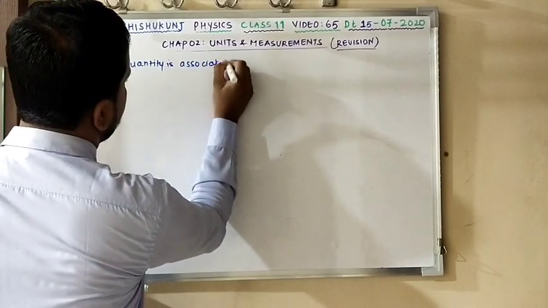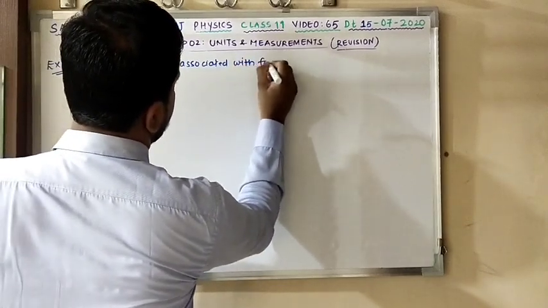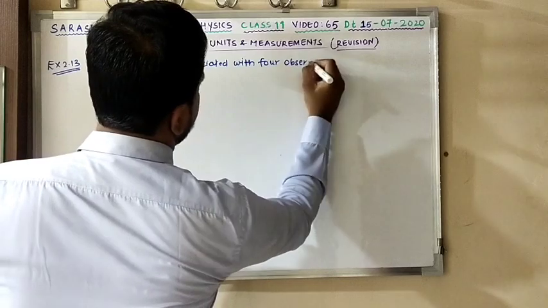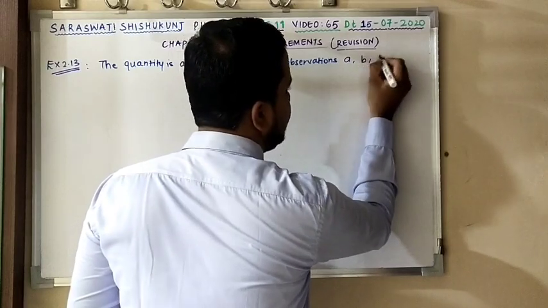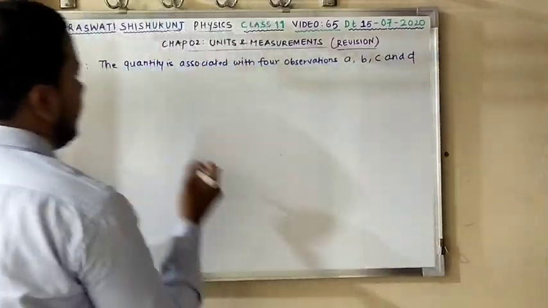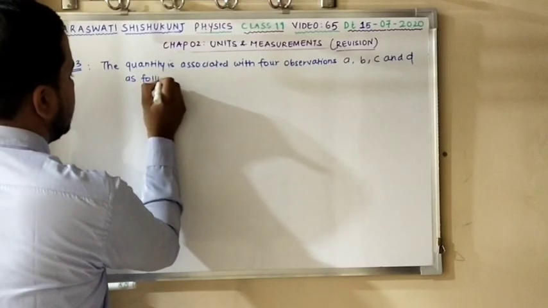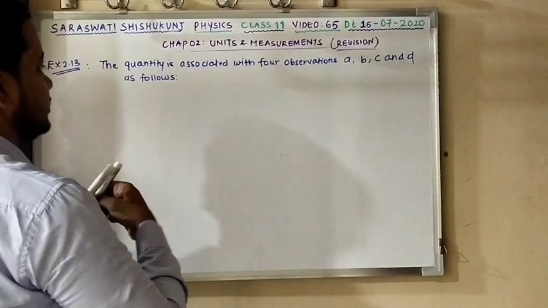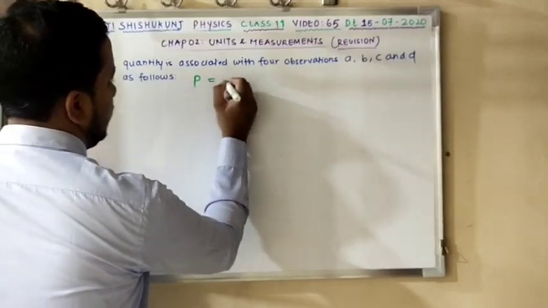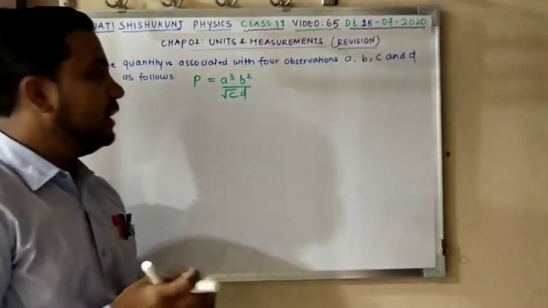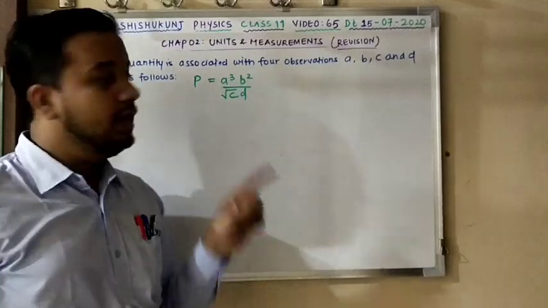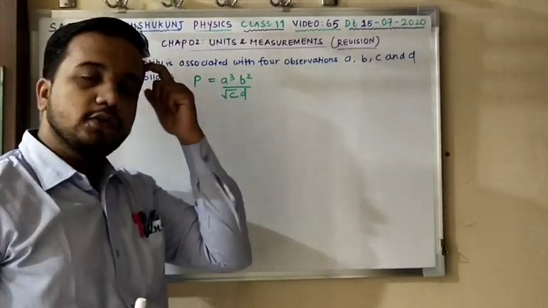The quantity P is associated with 4 observations. Which 4 observations? A, B, C, D, as follows. The relation is, I'll write the relation, P is equal to A cube B square upon root C into D. The quantity P is associated with 4 observations A, B, C, D with the following relation, that is A cube B square upon root C into D.